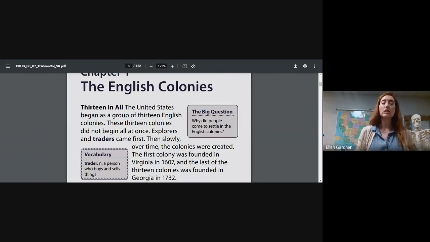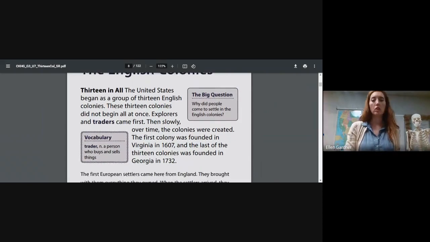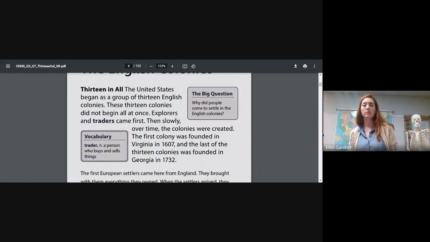Now, the United States began as a group of 13 colonies, English colonies. These 13 colonies did not begin all at once. Explorers and traders came first. So that's what we've heard about. We also know that before the Europeans came through, there were Native Americans living there. Now, slowly over time, the colonies were created. The first colony was founded in Virginia in 1607. So Virginia, not the whole state as we know today, but that was the first one that was colonized by the English. The last of the 13 colonies that was founded was Georgia in 1732.